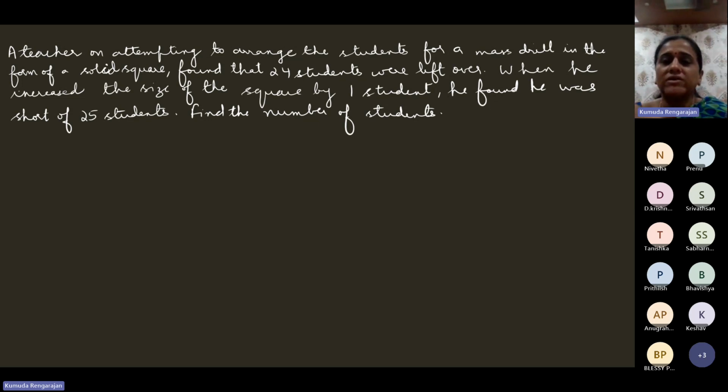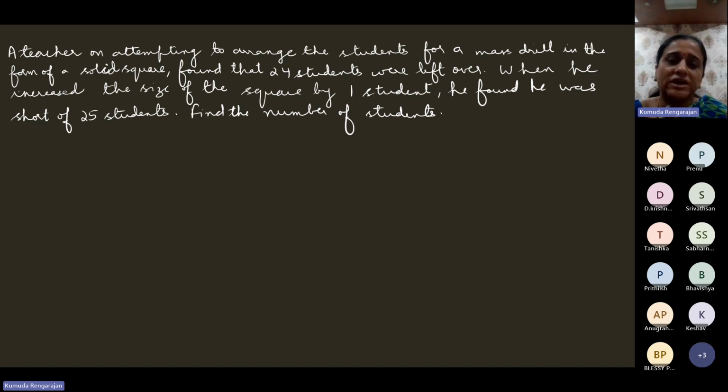That means the teacher was not able to accommodate all the students and make a square. He made a square, but he could not use 24 students. They were left out. When he tried to arrange the students for a mass drill in the form of a solid square, 24 students were left over. He could not accommodate them in the square.